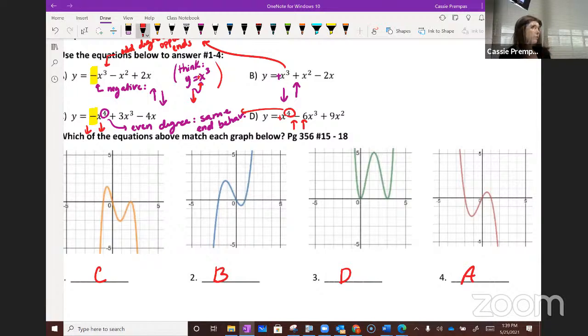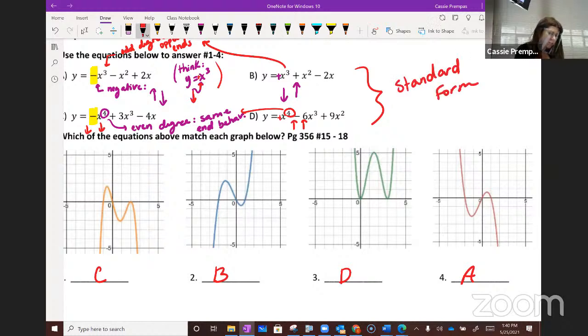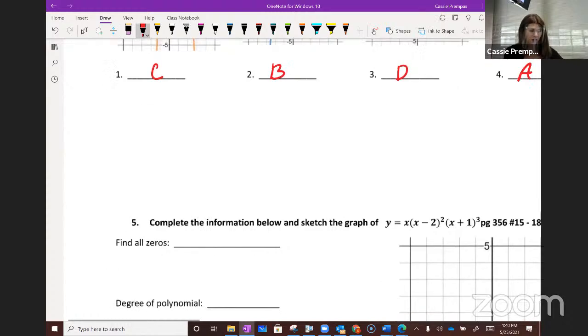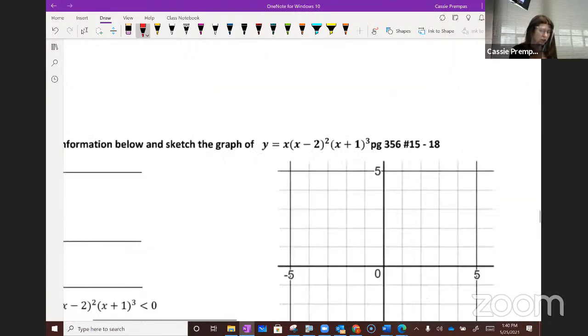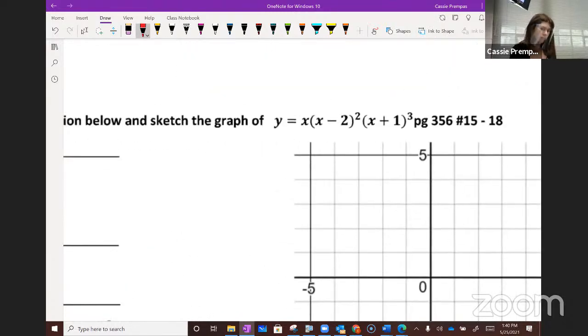Okay, you should have in order C, B, D, A. The other thing to be aware of, these equations came to you in standard form. Standard form means that everything's been multiplied out and all like terms are combined. Standard form determines end behavior. So then the question arises, what happens if the polynomial is given to you in factored form, like the next one?